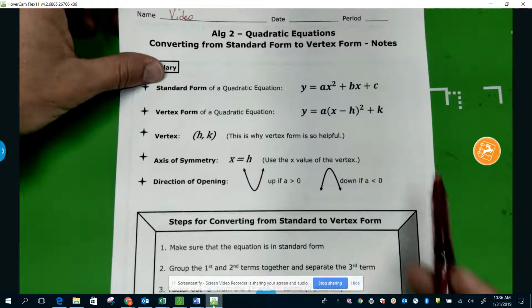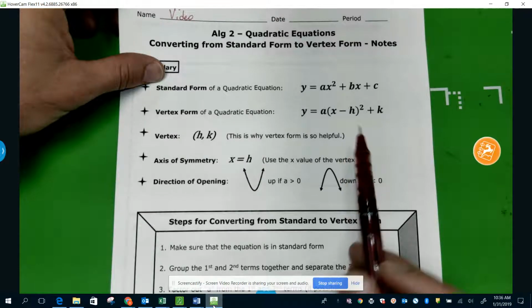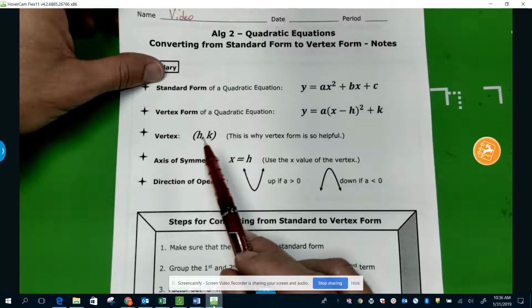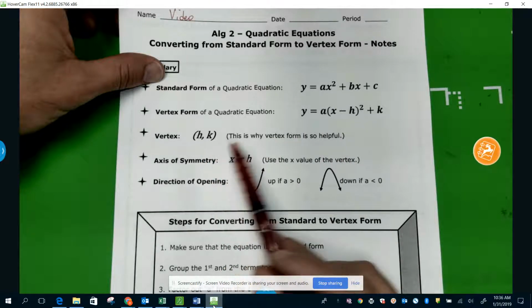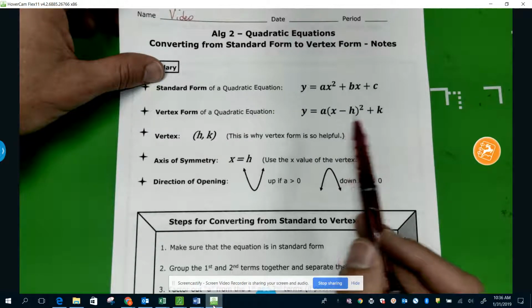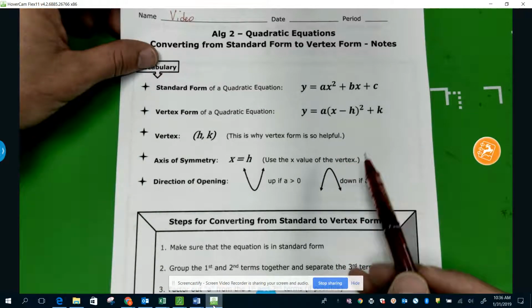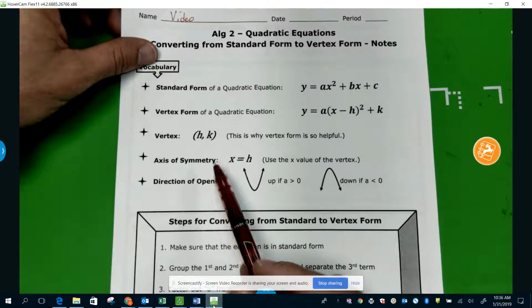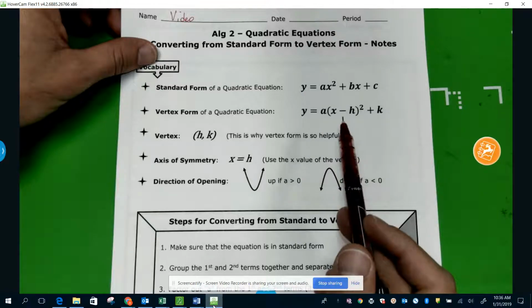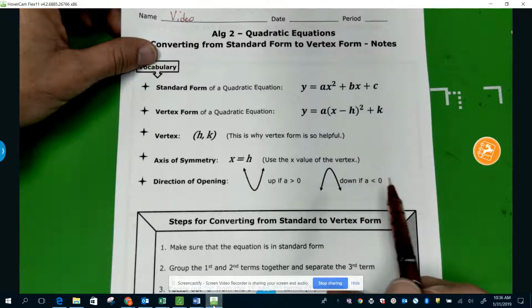So when we start graphing these, we're going to want these equations in vertex form because the vertex of our parabola is going to be at (h, k). The x and y values of your vertex are going to be h and k. So that's why we want it to look like this, vertex form, so we can easily look at this and tell what the vertex is going to be. We'll also be able to tell what our axis of symmetry is. That invisible line that cuts our parabola in half is our axis of symmetry, and that's going to be whatever the h value is.